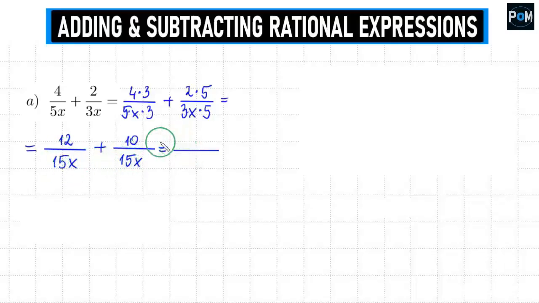So I can now write all of this on one fraction line, 15 times x here without any changes. The denominator does not change, and on top, I add 12 plus 10. And from this, I get 22 over 15x. This is the result for my first example.